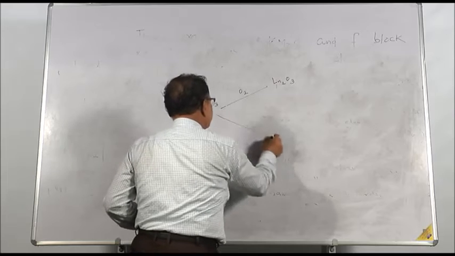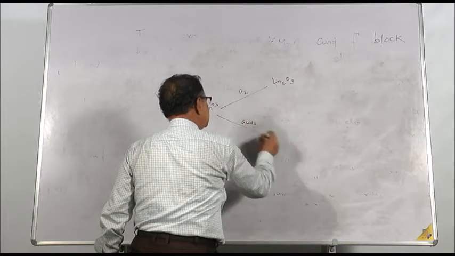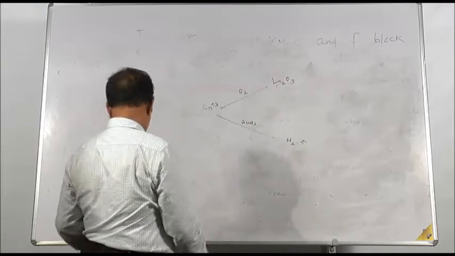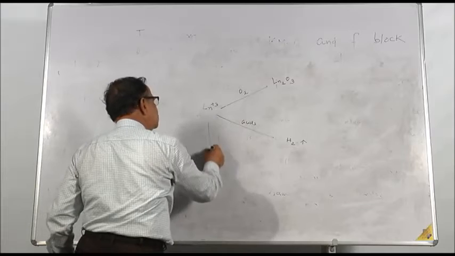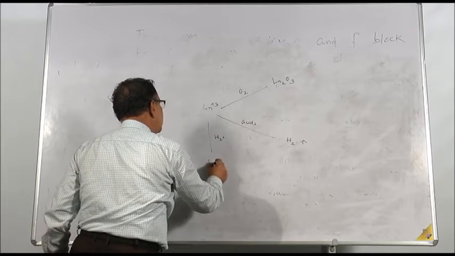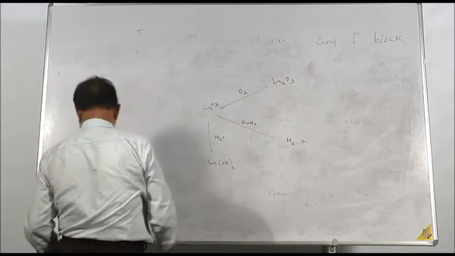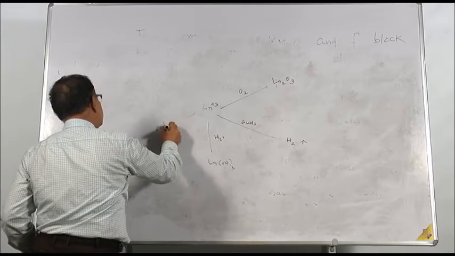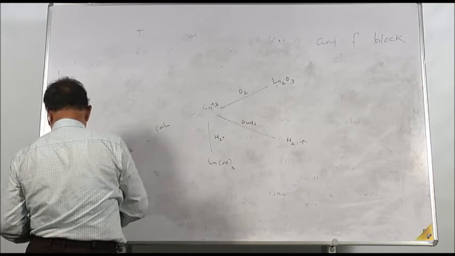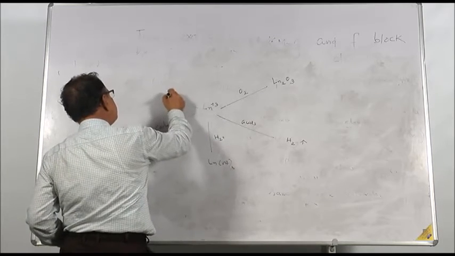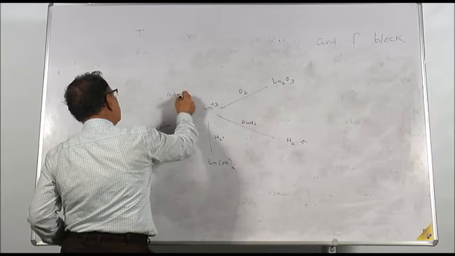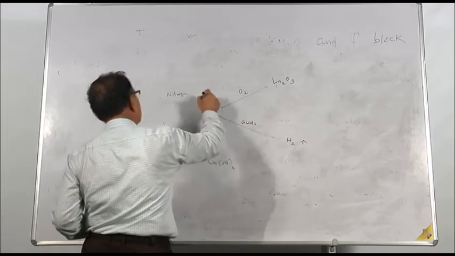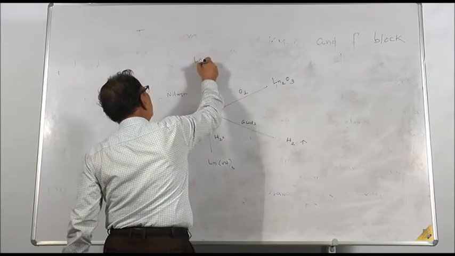With acids, lanthanides liberate hydrogen gas. With water, H2O, it gives Ln(OH)3. With carbon, it gives LnC2. With nitrogen, it gives LnN. With sulfur, it gives Ln2S3.